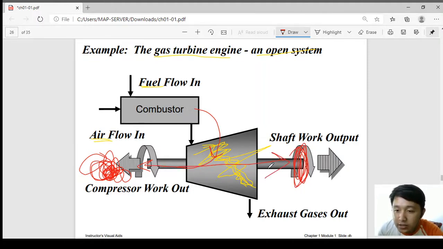Then after that, since it is finished, the gas here in the compressor goes outside here. So we can understand that there is a mass flow of gas and an energy flow that happened. So we can say that this turbine engine is an open system.